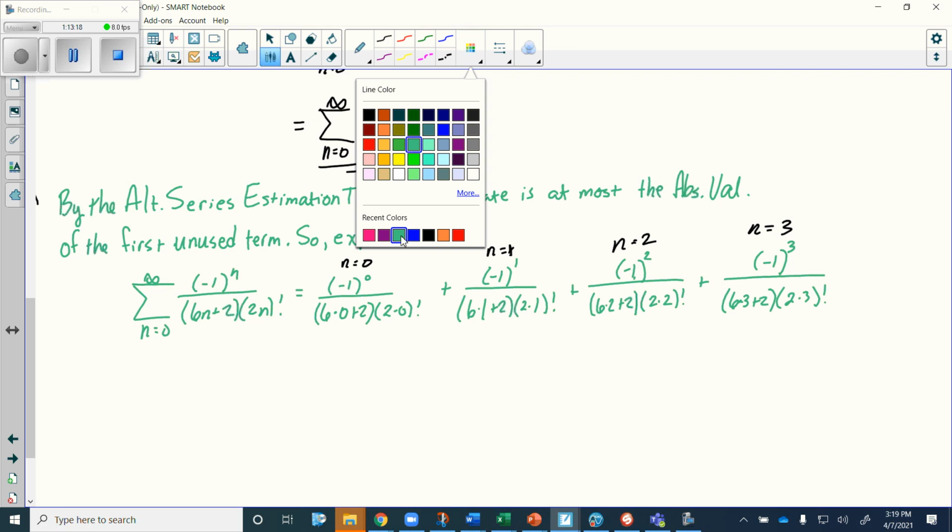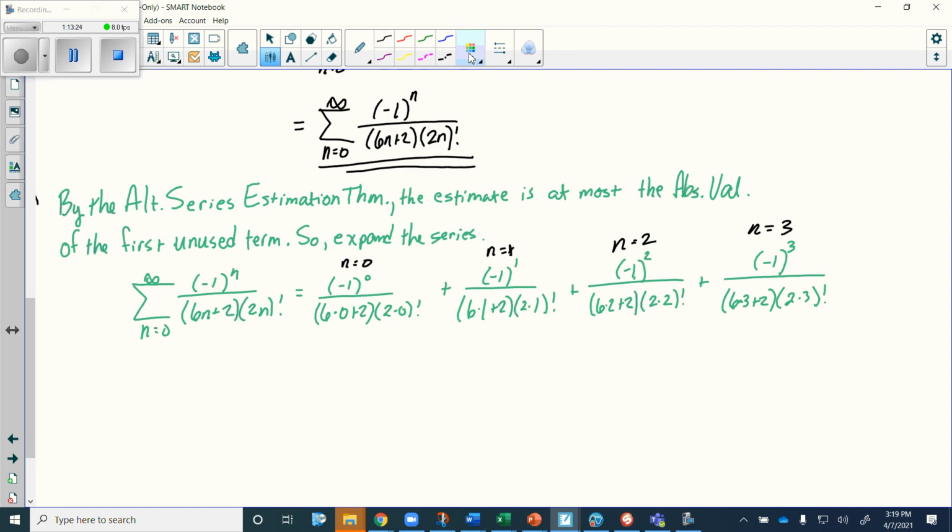Now we're going to simplify each of those, and when I do, -1 to the 0 power is just going to be 1. 6 times 0 plus 2, and 2 times 0 is 0 factorial. 0 factorial is actually 1, so I wind up with a 2 in the bottom. And here, -1 to the first power will give me a minus sign, and 6 times 1, 6 plus 2, 8 times 2 factorial. Let's just write 8 times 2 factorial.